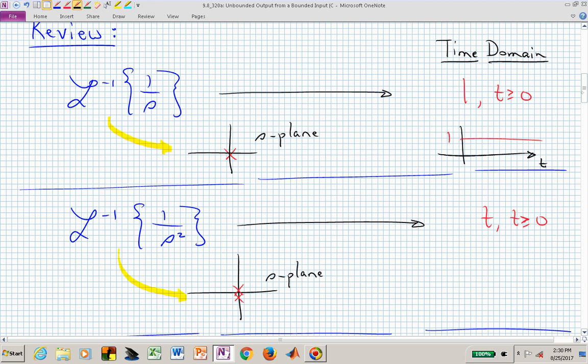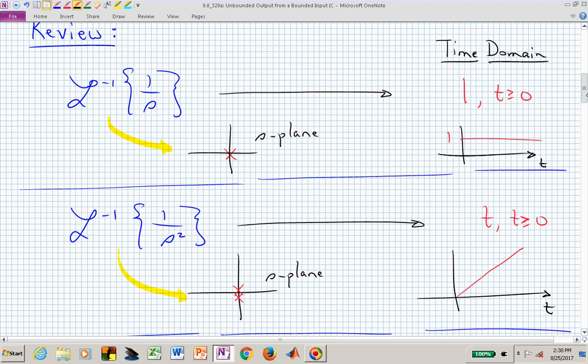Suppose we now look at 1 over s squared, and now those two x's are really right on top of each other, but I'm trying to emphasize the fact that I have two poles at the origin. That now produces a growing waveform as a function of time. If we were to sketch that waveform, we now have this particular response as a function of time. So these are just transform pairs that we should be very comfortable with.